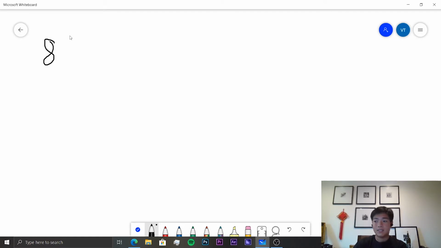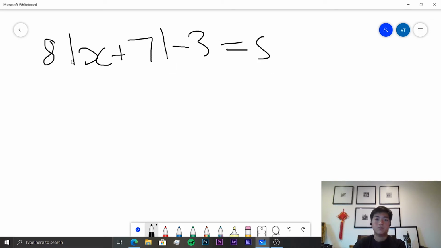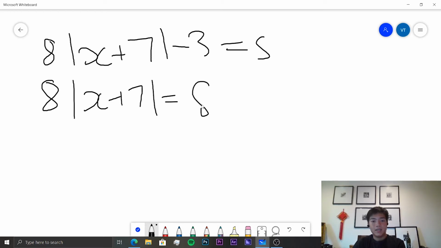So the first question is 8 times the absolute value of x plus 7, minus 3, is equal to 5. First we can do some simple rearranging. What I would first do is rearrange it to the point where you only have the absolute value equal to another number, if that's possible at all. So we have 8 times the absolute value of x plus 7 is equal to 8, or the absolute value of x plus 7 is equal to 1.